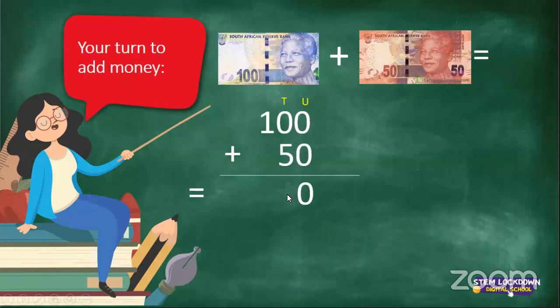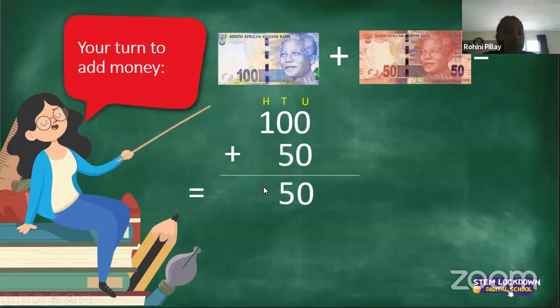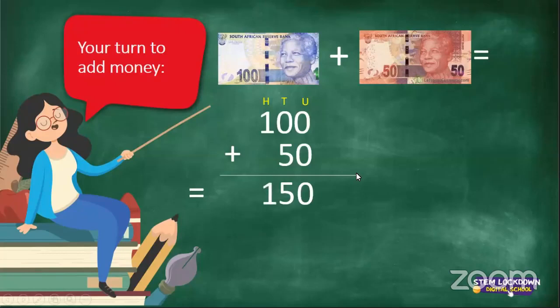0 plus 5 is 5. Good. The hundreds. Don't forget the hundreds. 1 plus nothing equals 1. Good. So what is 100 plus 50? 150 rand.